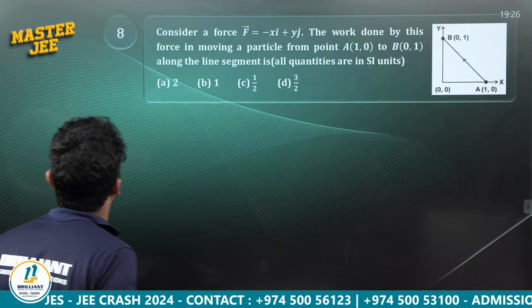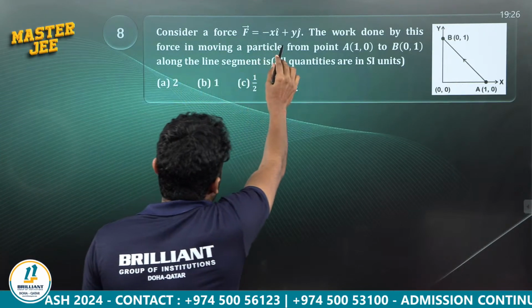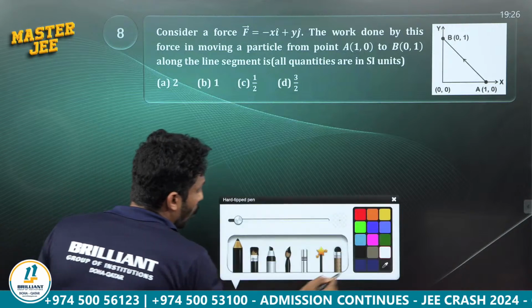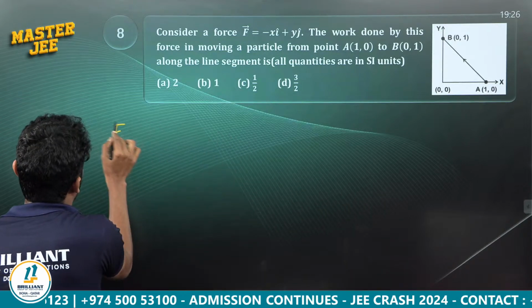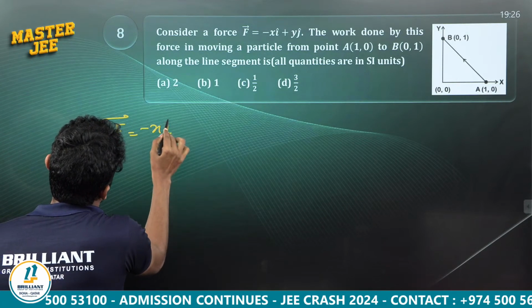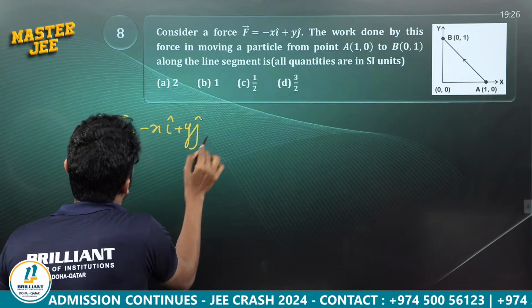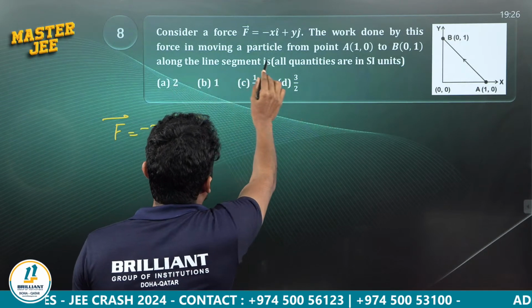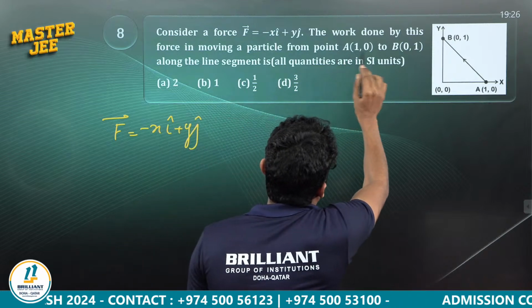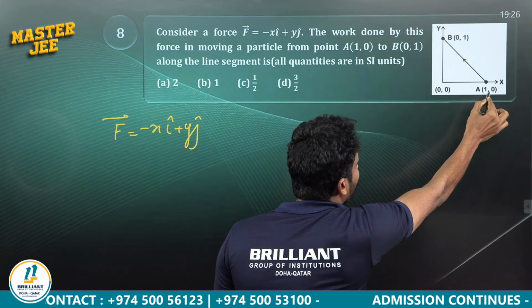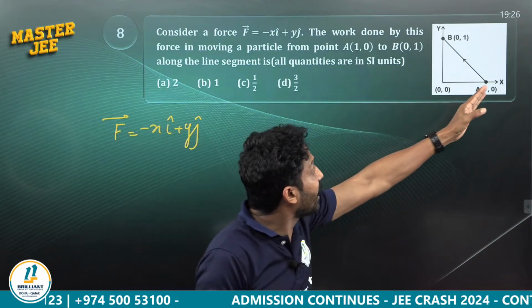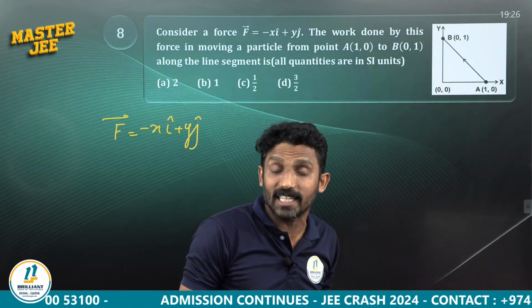Now number 8. Consider a force vector F equal to minus x i cap plus y j cap. See, this force is a variable force. Find the work done by this force in moving a particle from point A to B. Point A is (1, 0), point B is (0, 1). So this is motion along a plane, that is the xy plane.